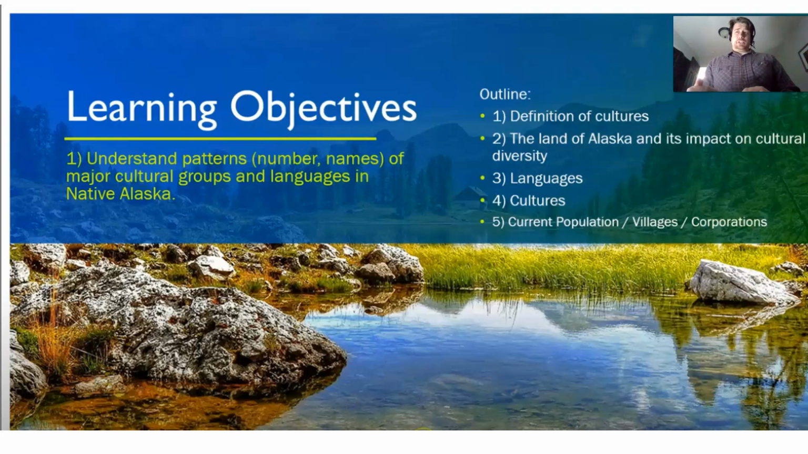We're going to talk about languages, part 3, and the main Alaska Native languages, of which there are 20. Yes, you heard me, 20. We'll then talk about some of the major culture groupings that we'll use to understand this huge diversity that is indigenous Alaska. And then we're going to talk about some things with current population, villages, and native corporations, and some of the main ways in which Alaska Native people are organized in the state of Alaska today.